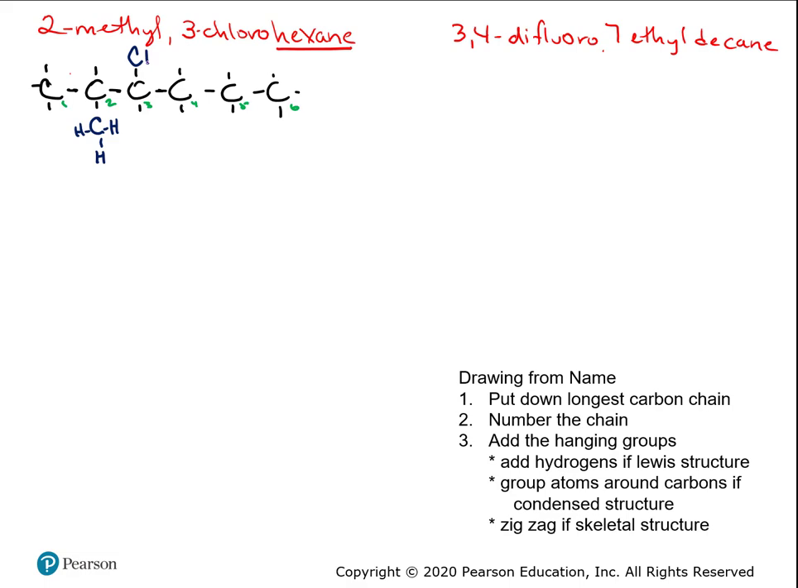Are we done? Yeah. Right? You've done everything. There's a 2-methyl, there's a 3-chloro, and you got a hexane. So all of those empty dashes are what? Hydrogens. So you can have the fun of adding them all in.